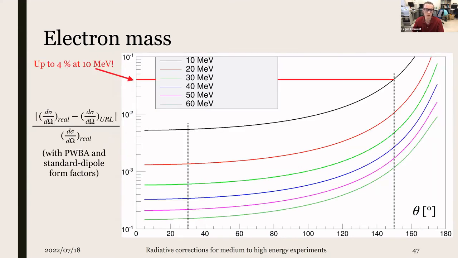And most importantly, if we look at the impact of the ultra-relativistic approximation on the cross section, we can see that it does not have a strong impact for larger energies between 40 and 60 MeV, but between 10 and 30 MeV it has a strong impact at large angle, and especially at 150 degrees. The error amounts to 4%, which cannot be accepted for the ULQ2 experiment.